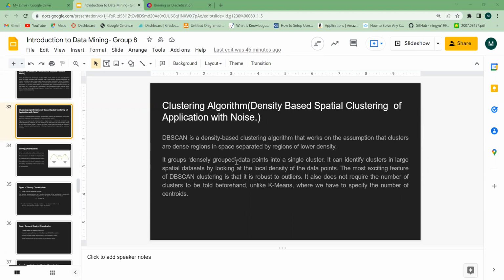It groups densely grouped data points into a single cluster. It can identify clusters in large spatial datasets by looking at the local density of data points. The most exciting feature of this clustering algorithm is that it is robust to outliers. It does not require the number of clusters to be told beforehand, unlike k-means, where we have to specify the number of centroids.